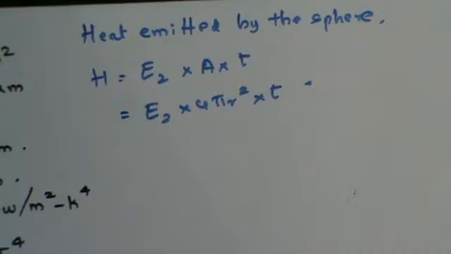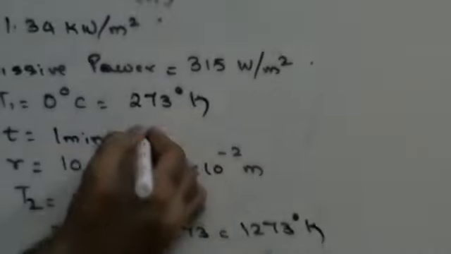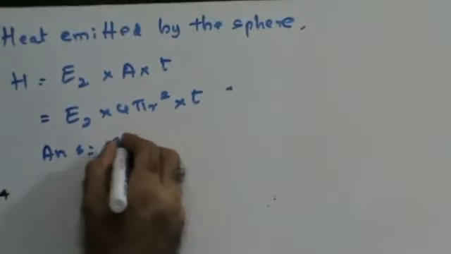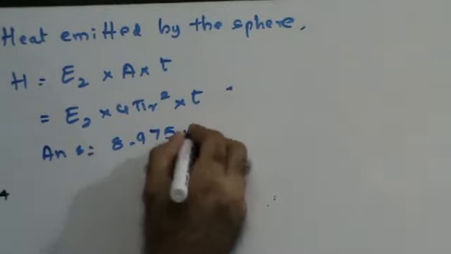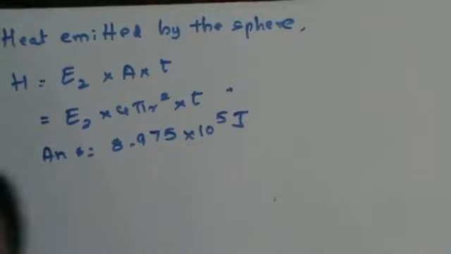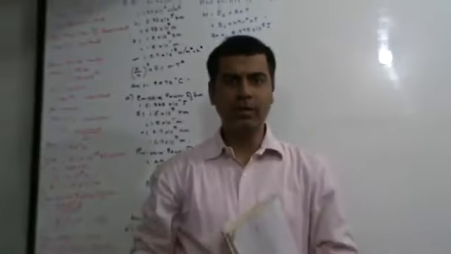One minute was the time, you will have to convert this into seconds, so that will be 60 seconds. You should get the answer for this as 8.975 into 10 raised to 5 joules. Right, we'll stop this here for the day. Thank you very much.